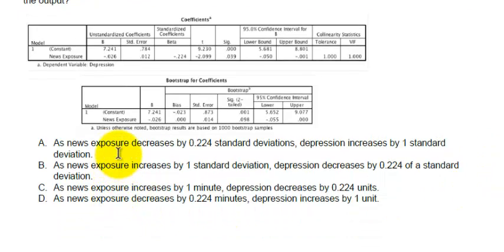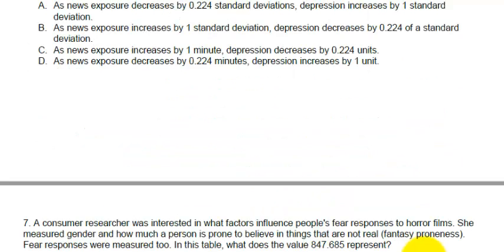So when news goes up by 1, depression decreases by 0.224. That's your right answer, number B. B is the right answer, okay? Next one.